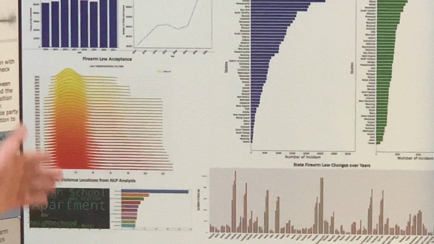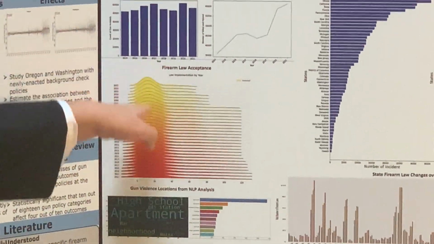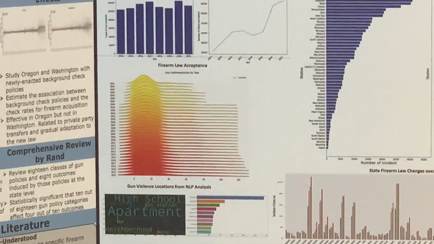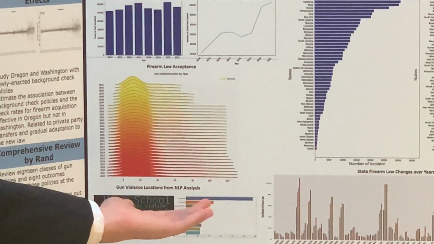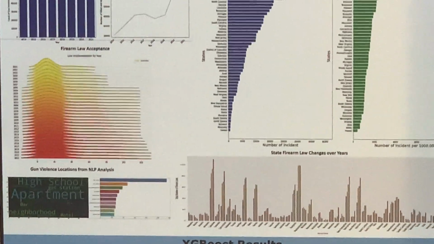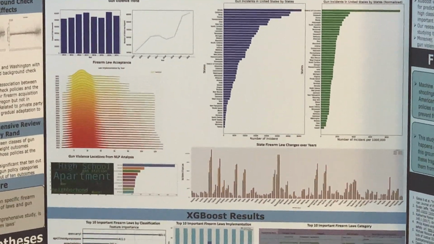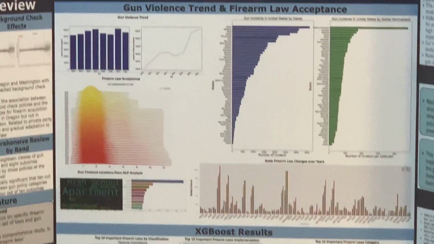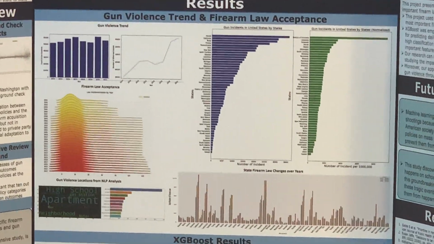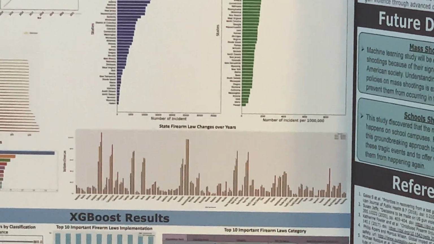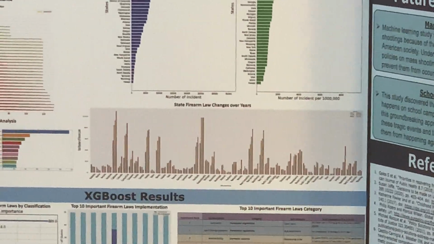And I found that over the years, according to this density chart, less than 20 states have been consistently implementing these laws. And after analyzing the distribution of each state, we find shockingly that some states even decrease their firearm law acceptance and implementation, such as Alabama and Alaska. And next, we can talk about my NLP result.